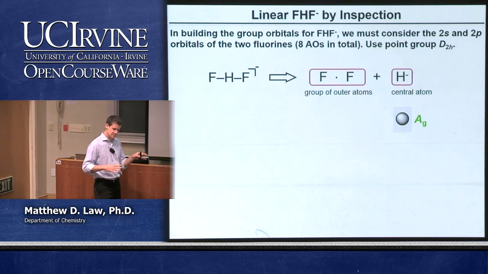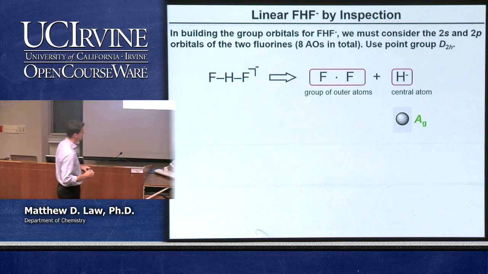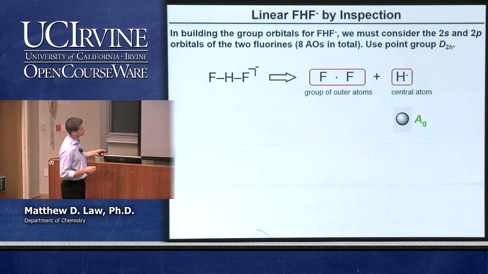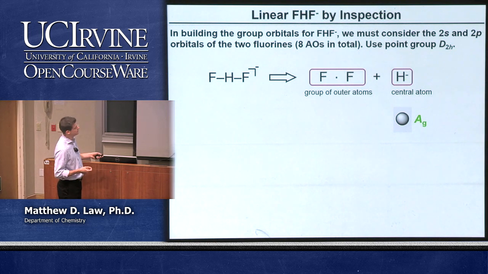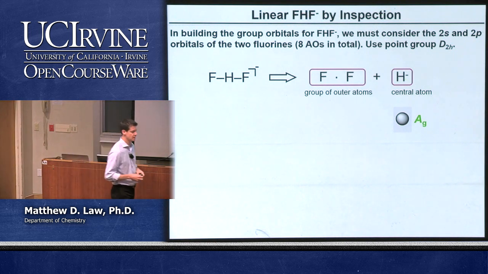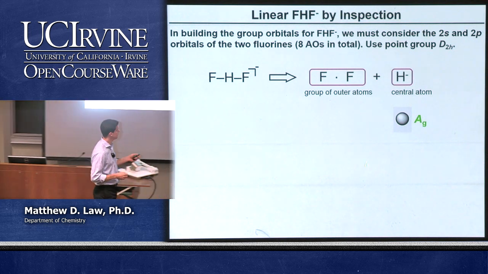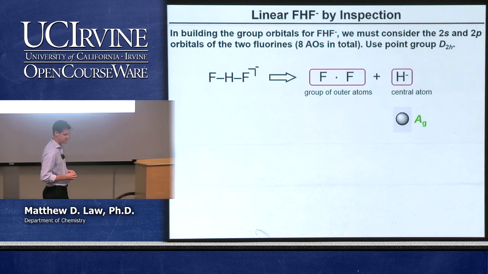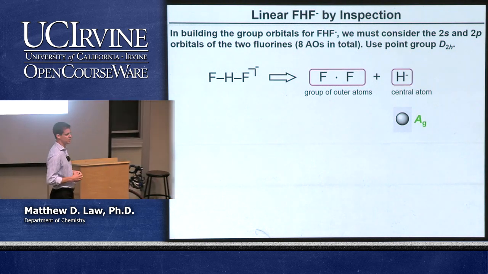And it's basically just an extension of what we did for the hydrogen chain. We can right away say that for the central atom in this case, we have, as before, just a 1s orbital to worry about. And it comes in, let's say, positive. Okay? So it's going to have Ag symmetry. It's totally symmetric with respect to this particular point group.